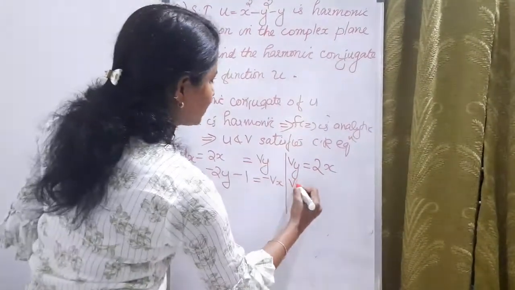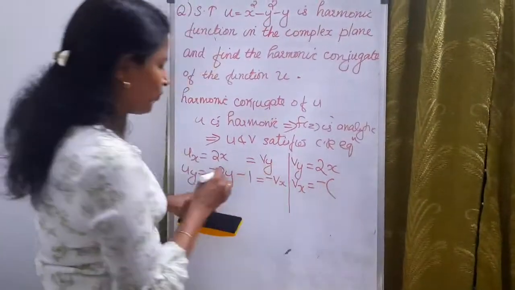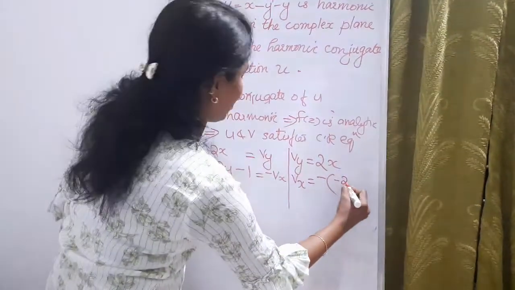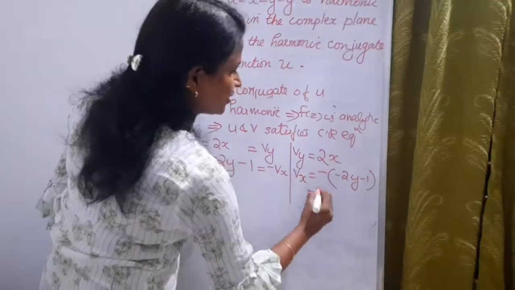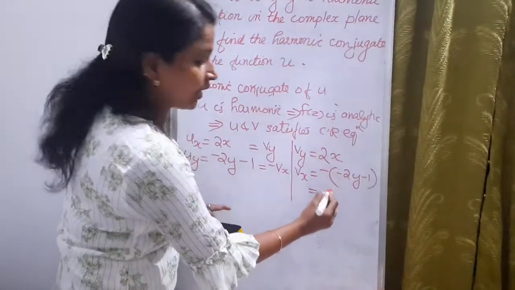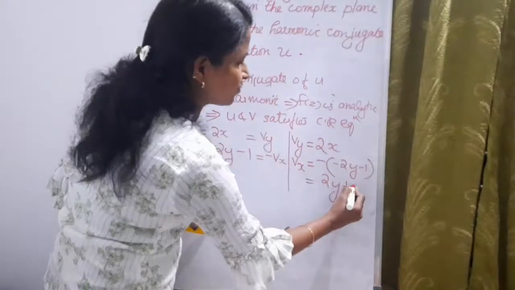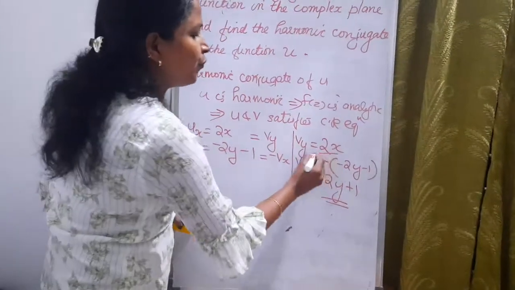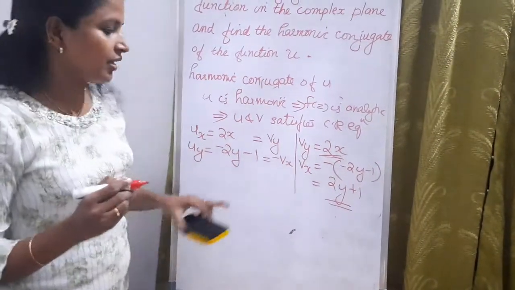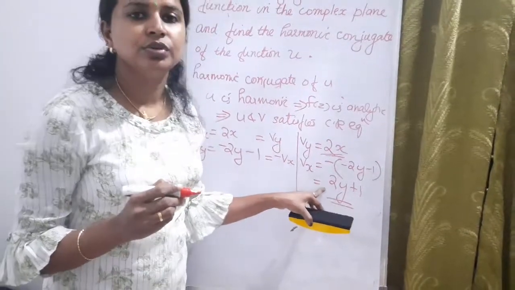That is vx equal to minus of this term. It's minus 2y minus 1. That is minus into minus, here positive 2y. Then here minus into minus plus 1. So we get vy equal to 2x and vx equal to 2y.